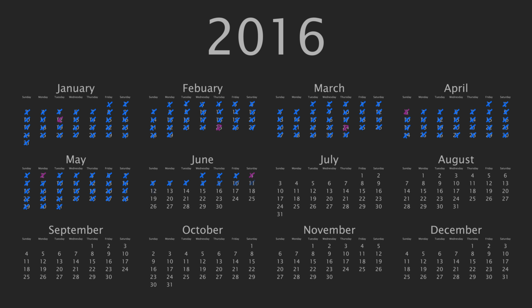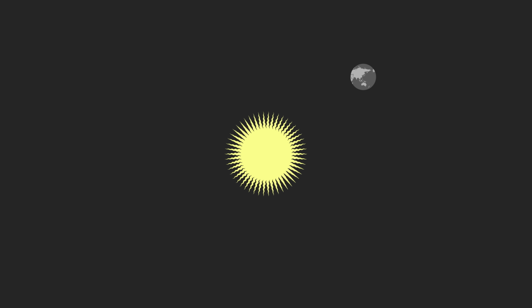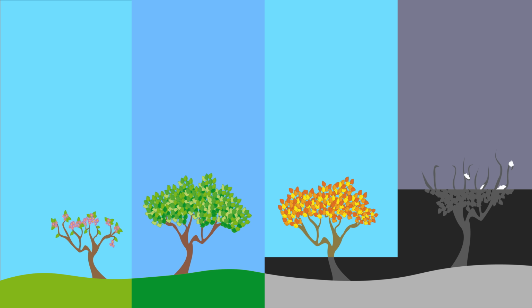The 366 days of 2016 have passed, during which time our planet has circled our sun approximately one time, and our leap day has gotten our seasons to stay in line.